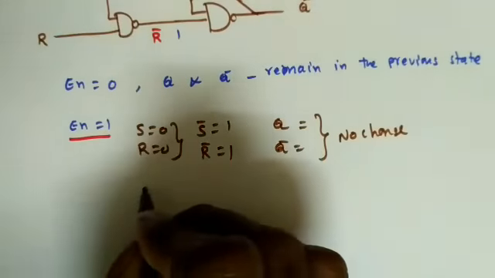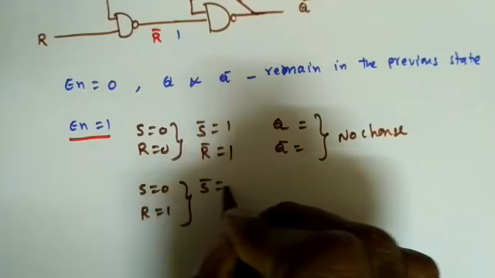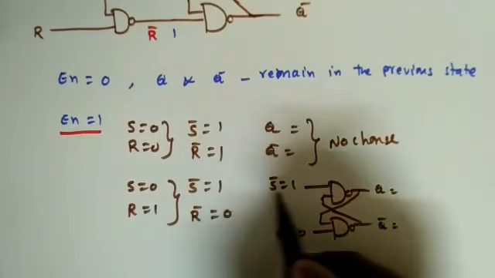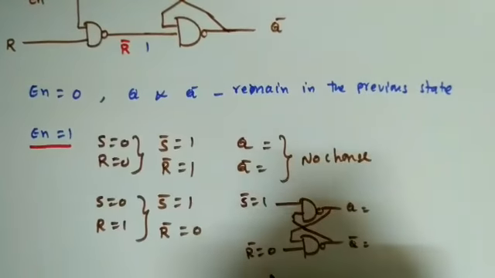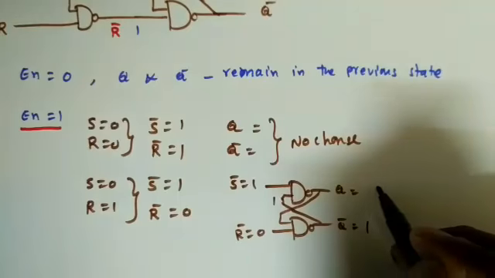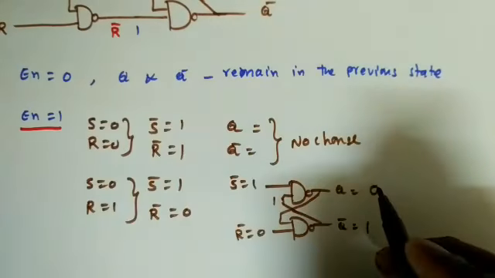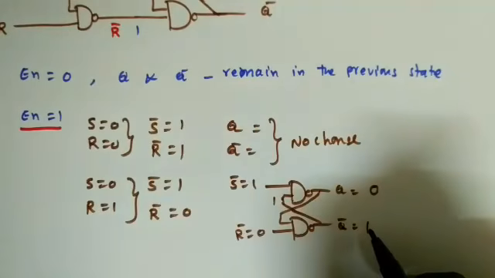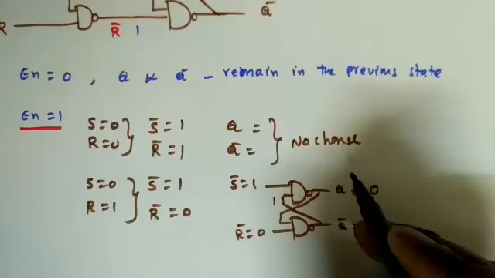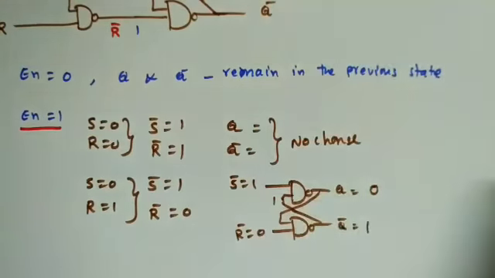When enable pin is equal to 1, when S is equal to 0, R is equal to 1, what will I get? S bar is equal to 1, R bar is equal to 0. What will we get for Q, Q bar? S bar I have directly applied here, 1 and 0. The moment this is 0, I will get 1. This is coming here, 1 into 1, I will get 0. See here, S is equal to 0, we are getting Q also 0. R is equal to 1, we are getting Q bar equal to 1. Or we can say when reset is high, the output is 0, it is in reset state.